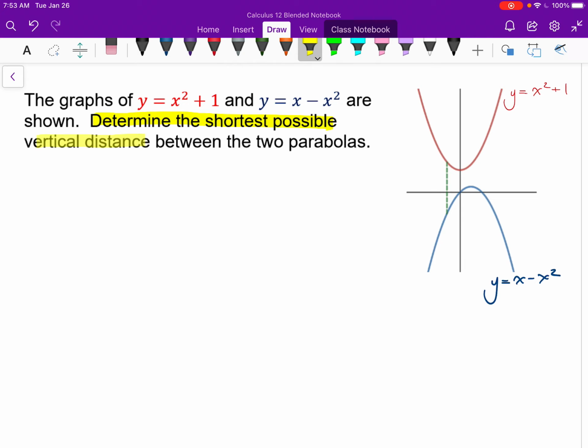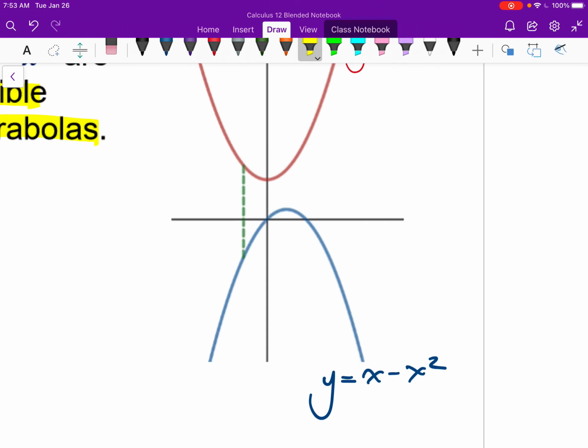So let's visualize what's happening here. I'm looking at these two parabolas, and for example, I've shown this sort of distance here. I'll call that distance d. That said, I'm pretty sure that's not the shortest possible vertical distance. I'm guessing it's somewhere around here, or is it there? Somewhere around here. But where is it? And what is that distance? Somewhere in there, I can just tell by eyeballing it that that must be the shortest distance. But where is it?